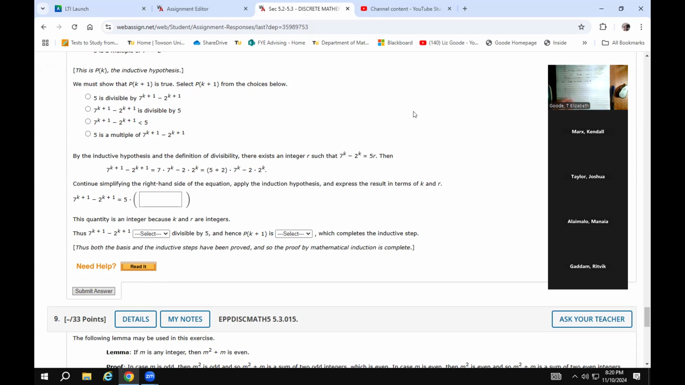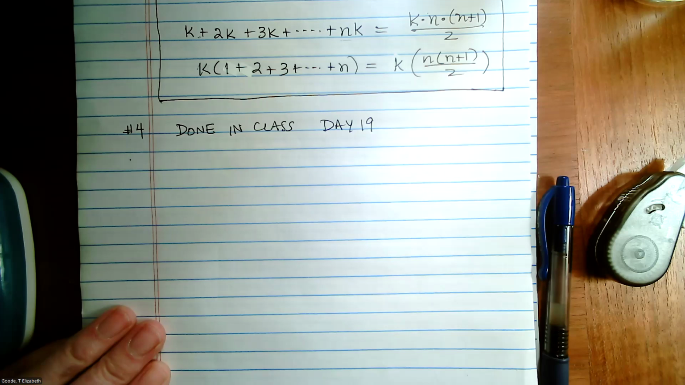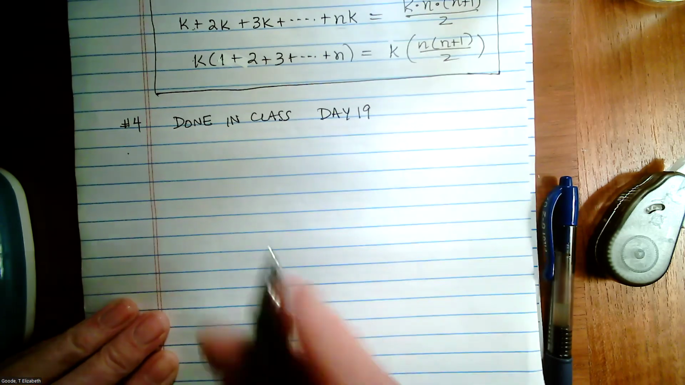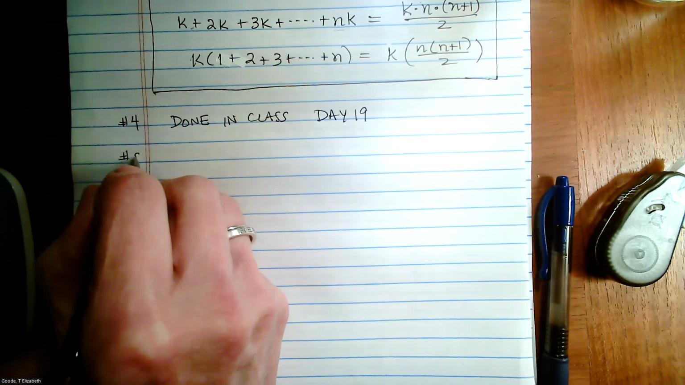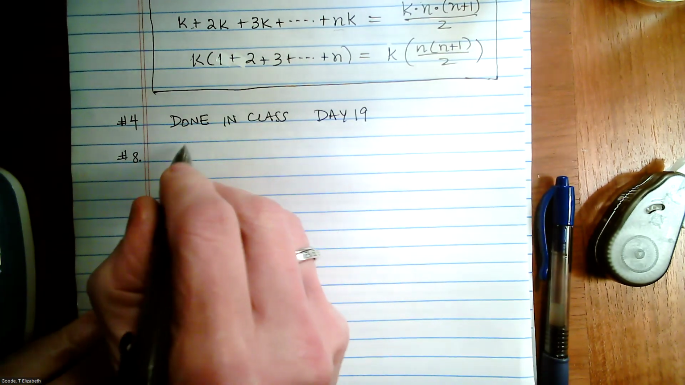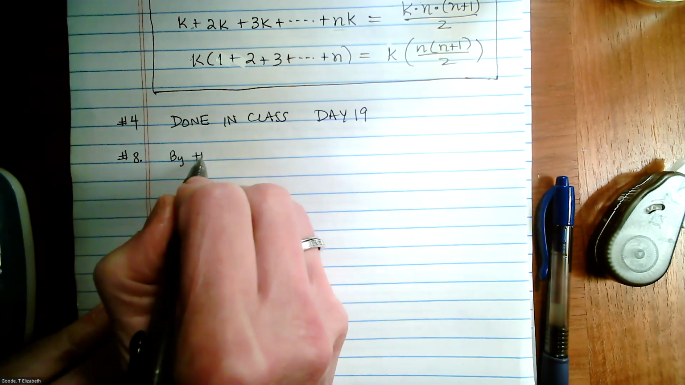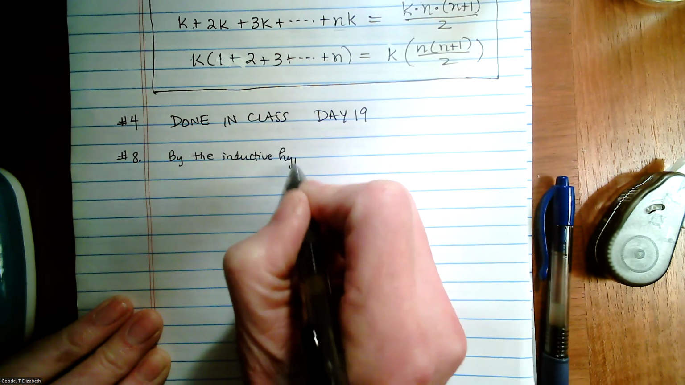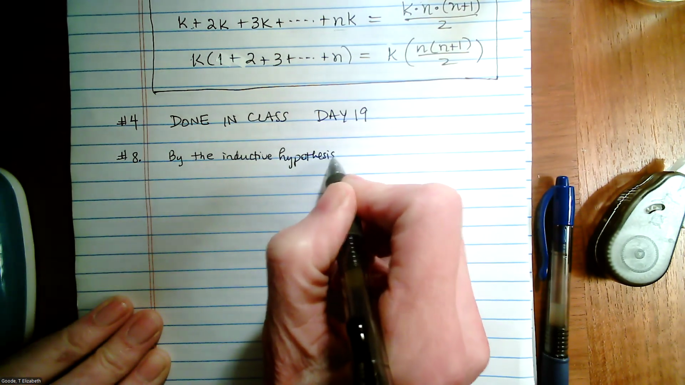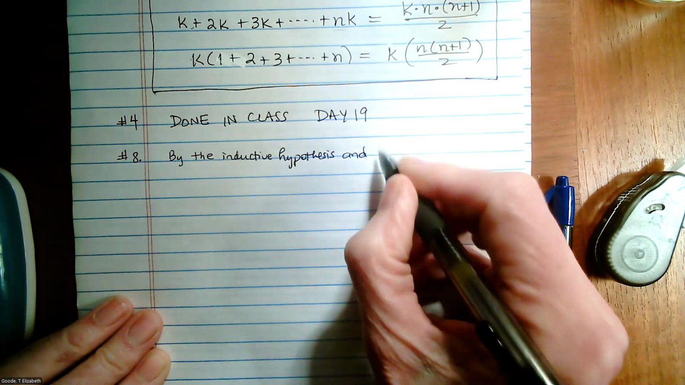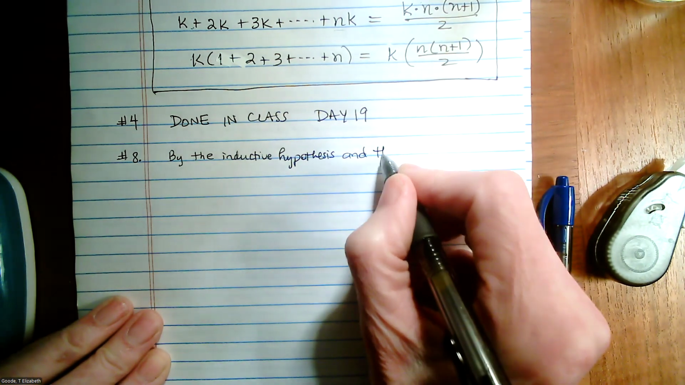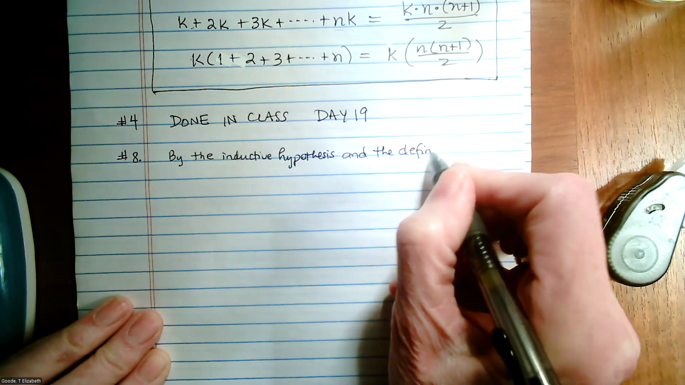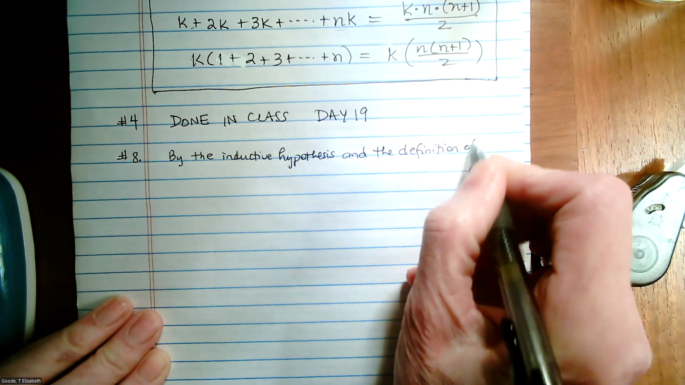Let's do it. All right. So here we go. Number 8. All right. So by the inductive hypothesis and the definition of divisibility, or divides. I wish they didn't say divisibility. I wish they would just say divides, but whatever. You all have figured that out.